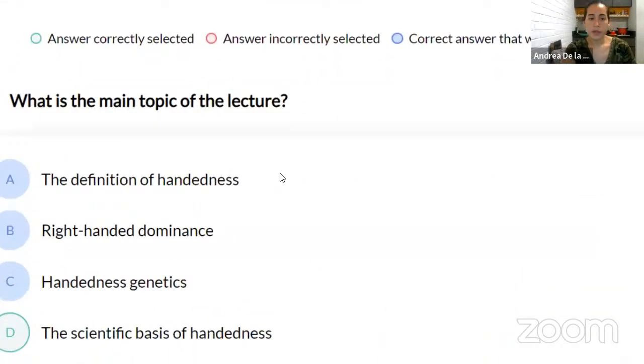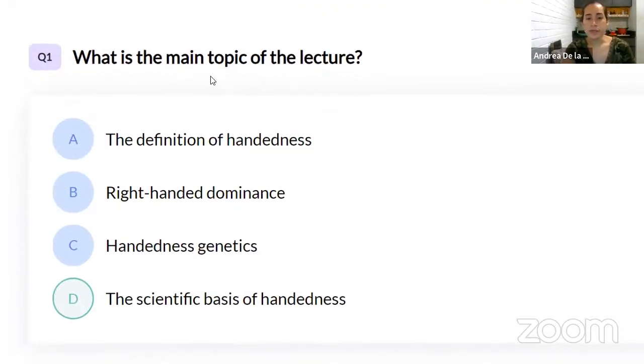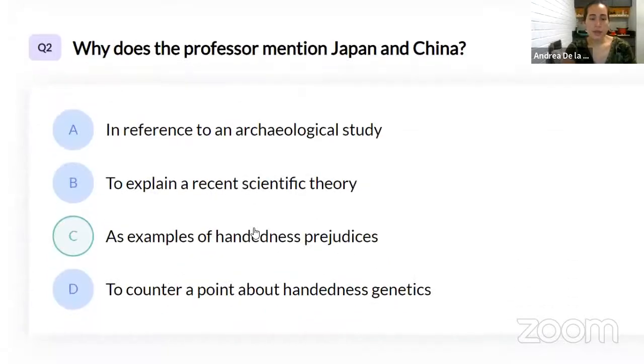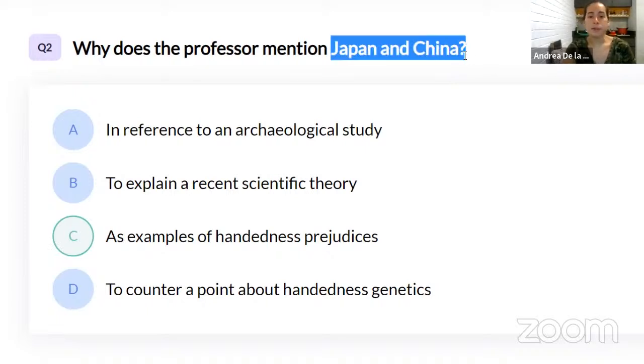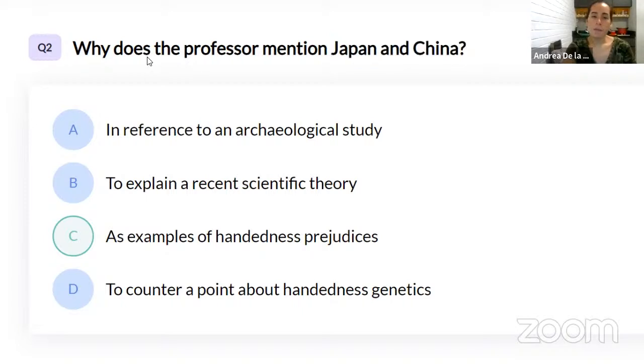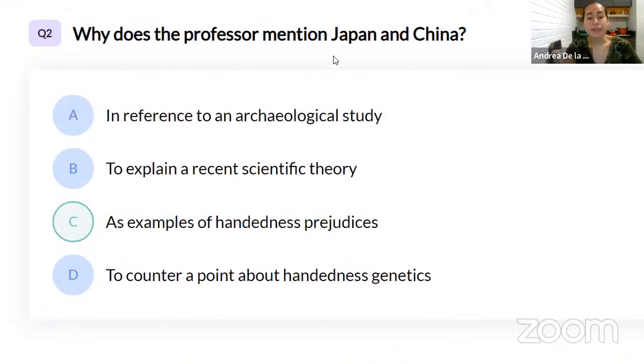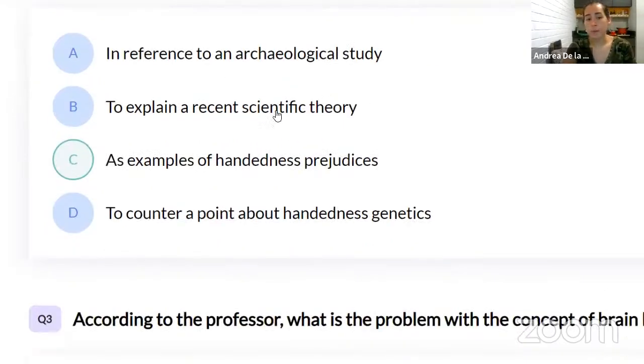Okay. The first one, great. The main topic of the lecture was indeed the scientific basis of handedness, because he was trying to explain what determines handedness. Now, question number 2, why does the professor mention Japan and China? Great. They were used as examples of handedness prejudices. So yes, they are mentioned in the beginning, and they are examples of how different cultures see handedness in different ways, right? And usually there's a prejudice against left-handers.